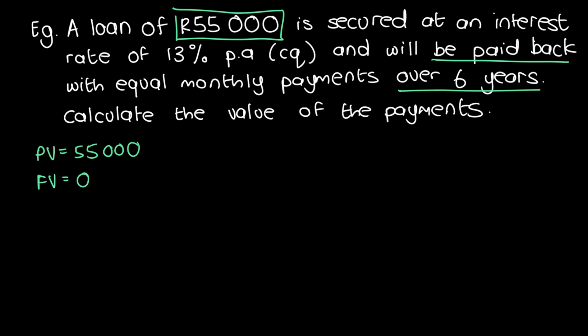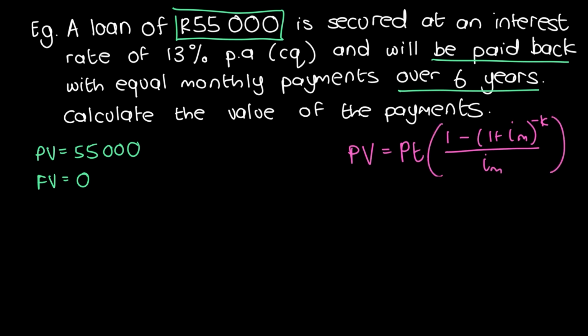And therefore, that tells us that the formula we're going to use is the one with PV as the subject of the formula. PV equals the payments, and then we're going to have 1 minus (1 plus IM) to the power of minus K, over IM, and all of that is multiplied by the payments. So that's the formula that we're going to be using.